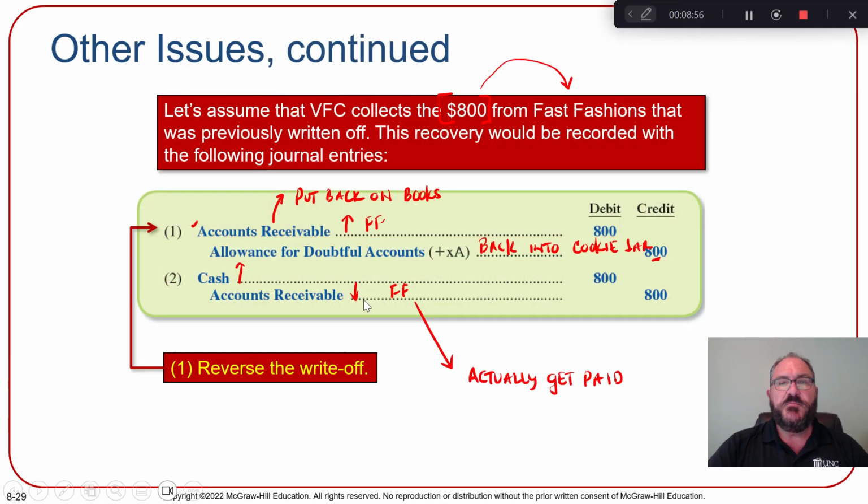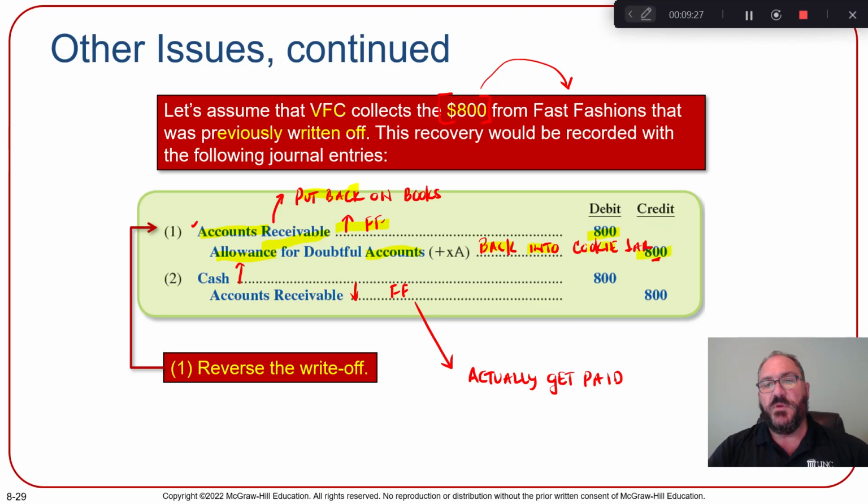So for example, it says, let's assume the VFC collects $800 from fast fashion. It was previously written off. Okay? So the first thing they got to do is put that account receivable back on the books. Right here, back on the books. This is fast fashion. They've taken them off. So what they do, they debit accounts receivable, they put it back, and now they have to put, that $800 they used when they wrote it off, they have to put that back into the cookie jar.